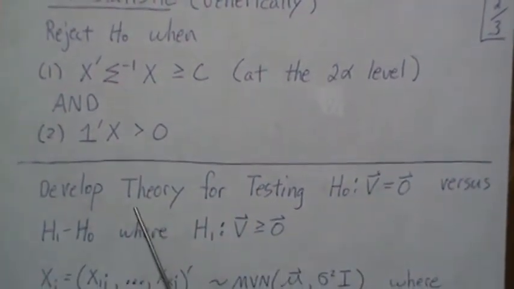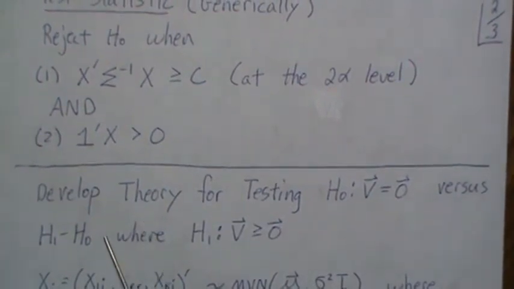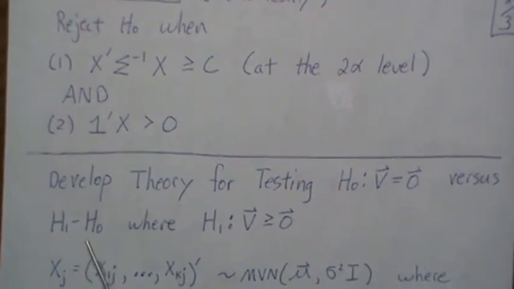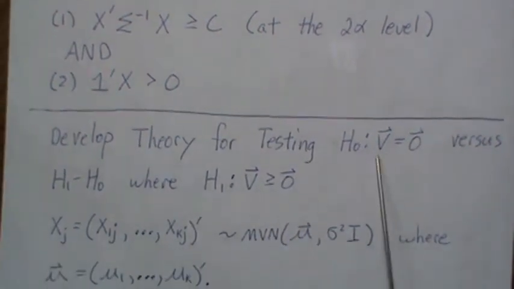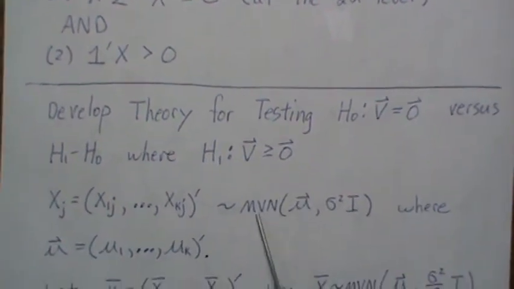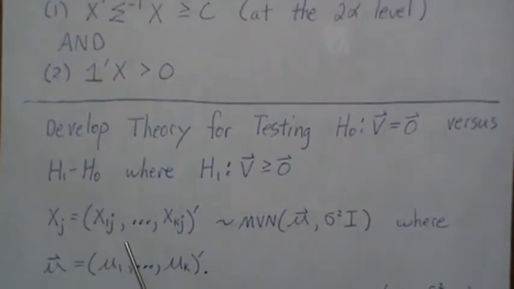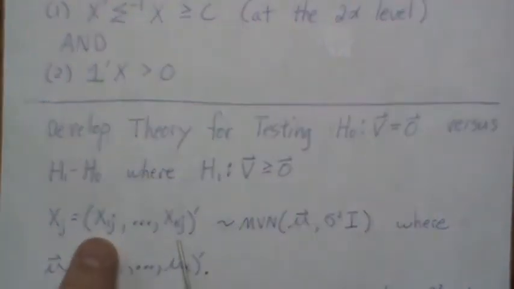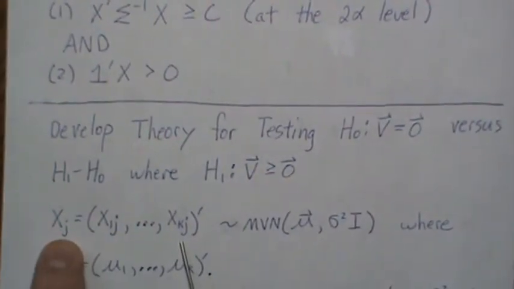So now let's go back and develop the test that we want for our setting, where we're going to test V equal to zero versus H1 minus H0, where H1 is the mean vector is greater than zero, or the vector V is greater than zero. So this is all treatments against one control. This is that setting. So let's let our data be multivariate normal with some mean and covariance sigma squared I. So now this vector is an observation.